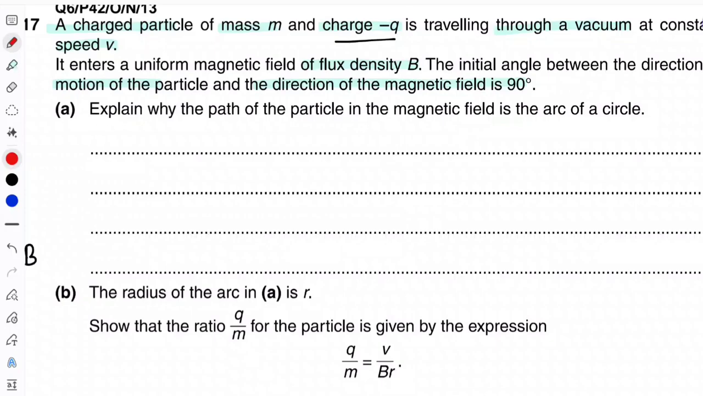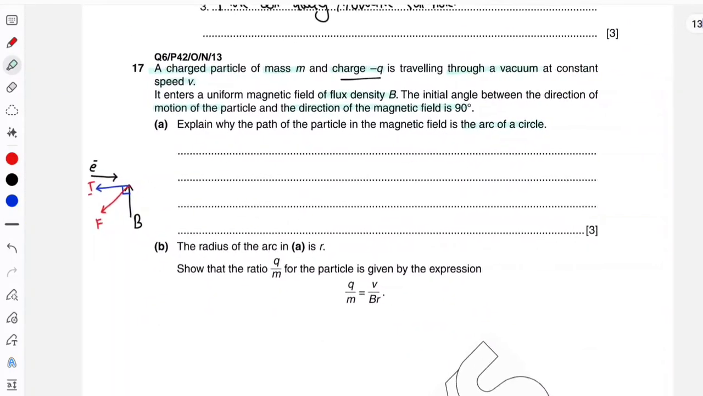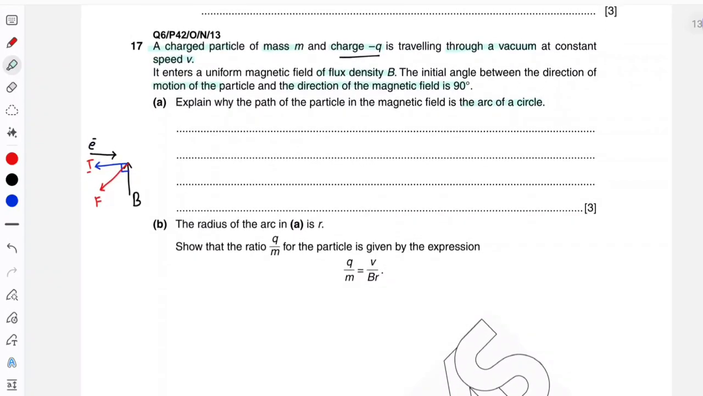Now the question is, explain why the path of the particle in the magnetic field is the arc of a circle. Right, interesting question. So if you look at this now, the particle moves, right? So it will form an arc. Why will it form the arc?